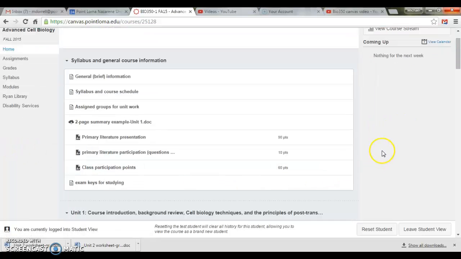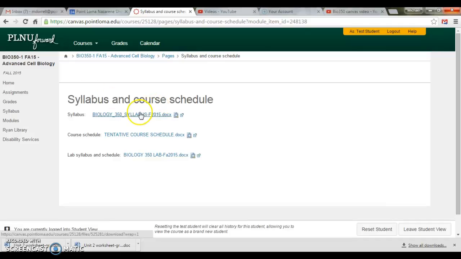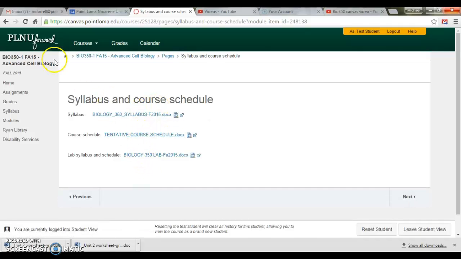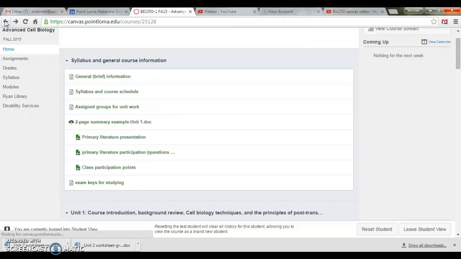And you can see in the different modules, the first module I have is general information, including the course syllabus. So this is where the students can click on these links here, and then they'll find the syllabus, course schedule, and things that they can download for their information. It also tells the students which groups they're assigned to for their unit work, and it also gives some examples of exemplary material for the homework.